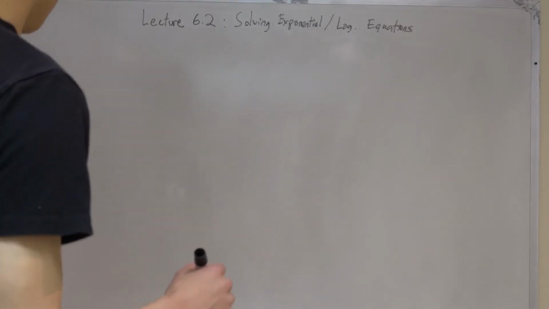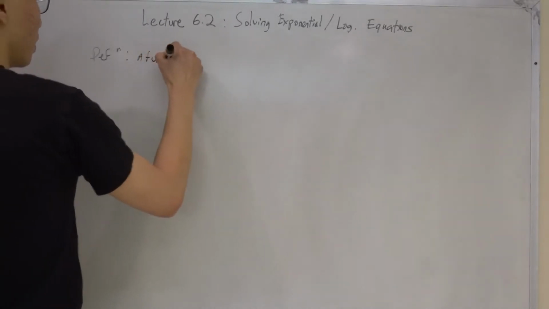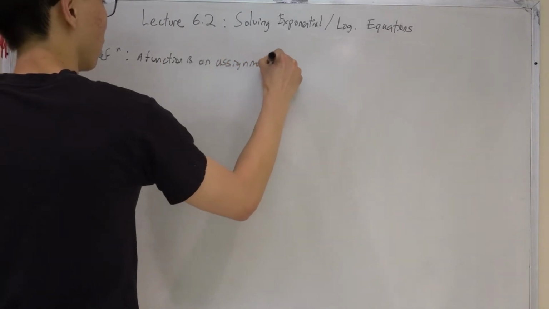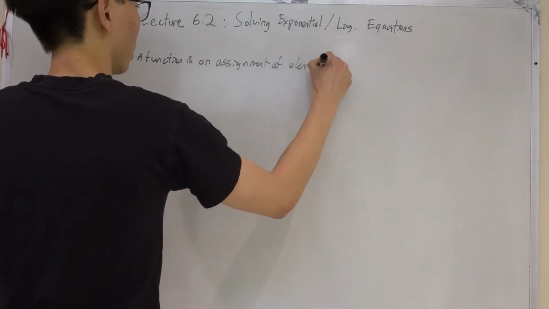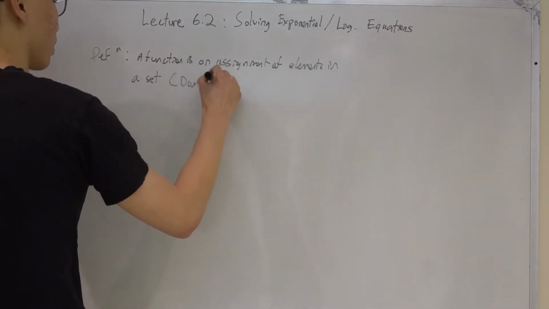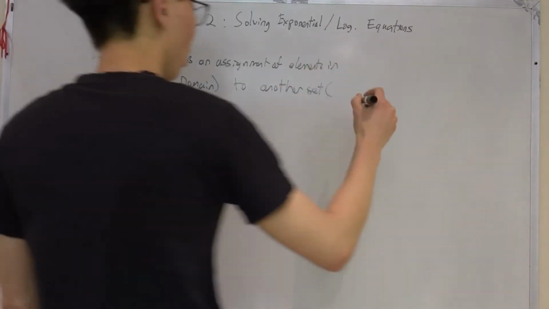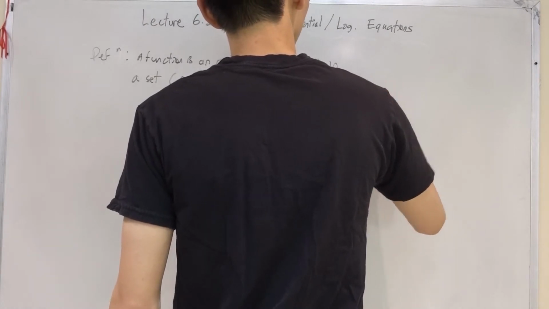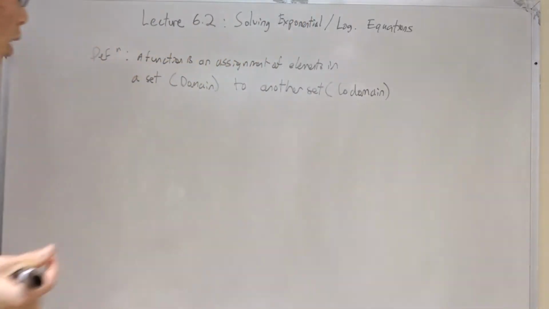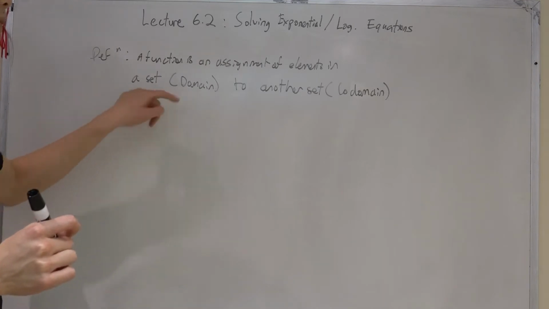So the first thing that I want to mention is that a function, recall, is an assignment of elements in a set, which is called the domain, to another set, which is called the codomain. Okay? Not to be confused with range. Range is the set of images of elements in the domain.